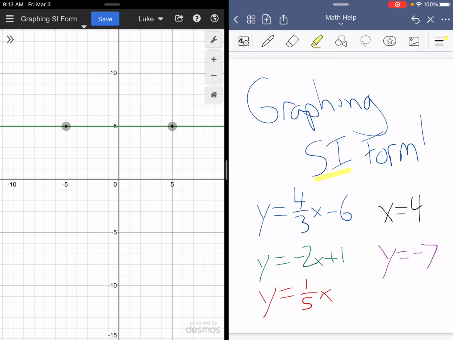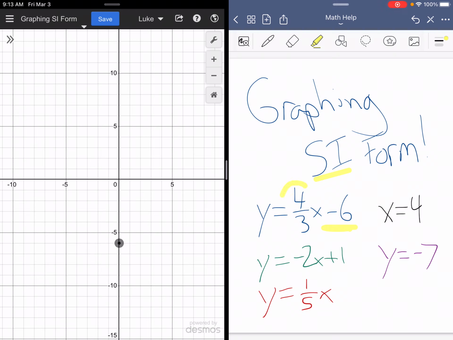First thing we want to do is take a look at our constant value, just the number, -6. Now that tells us that we're going to go to -6 on the y-axis. So go to -6, and then that's where my equation is going to start.